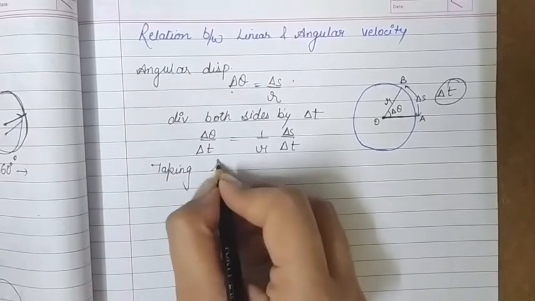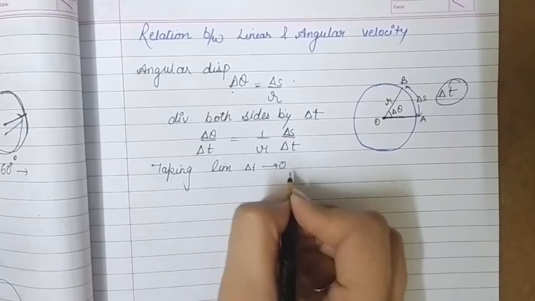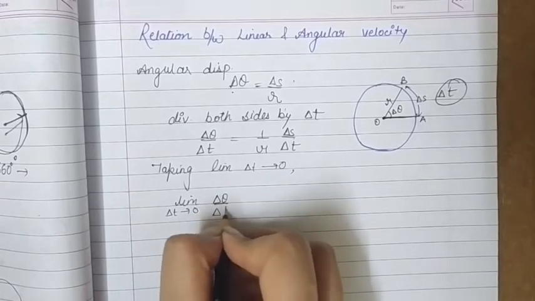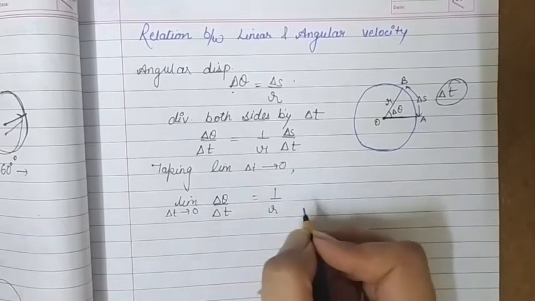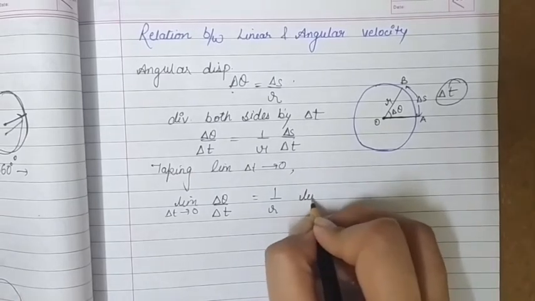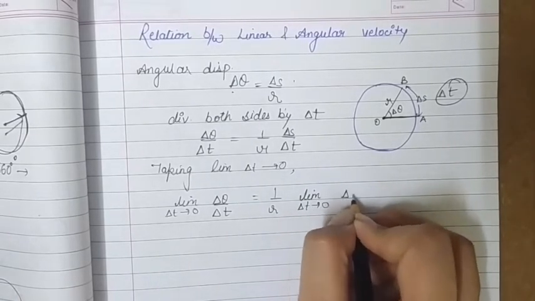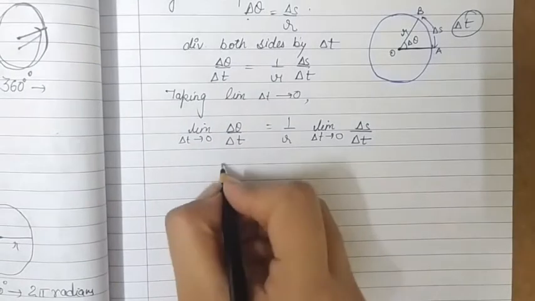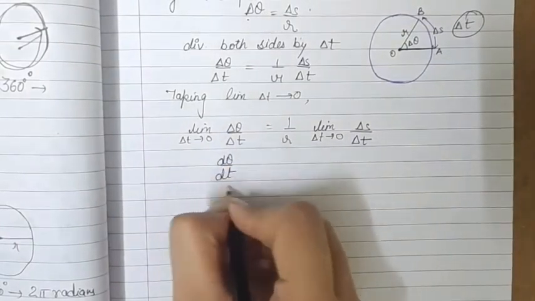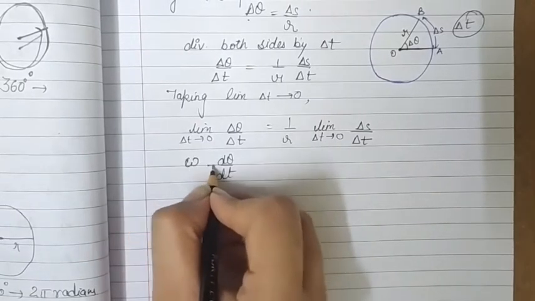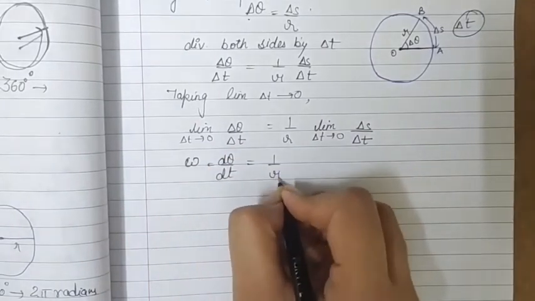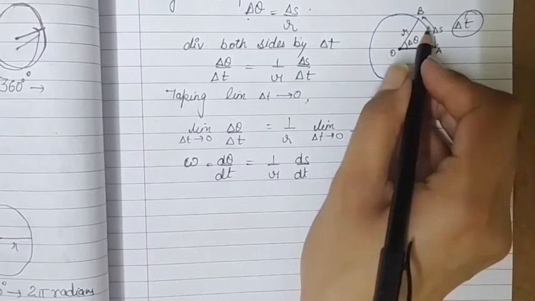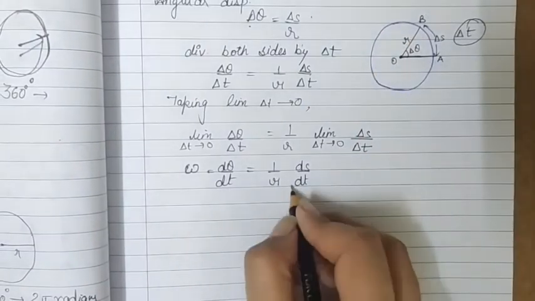Taking limit delta t tends to 0, we get limit delta t tends to 0, delta theta over delta t is equal to 1 upon r, because r is constant, that is the radius of the path, limit delta t tends to 0, delta s over delta t. So we can write these values as d theta over dt, or we also write it as omega. So omega is equal to d theta over dt is equal to 1 upon r ds over dt, and ds over dt is the rate of change of displacement, that is linear velocity v.